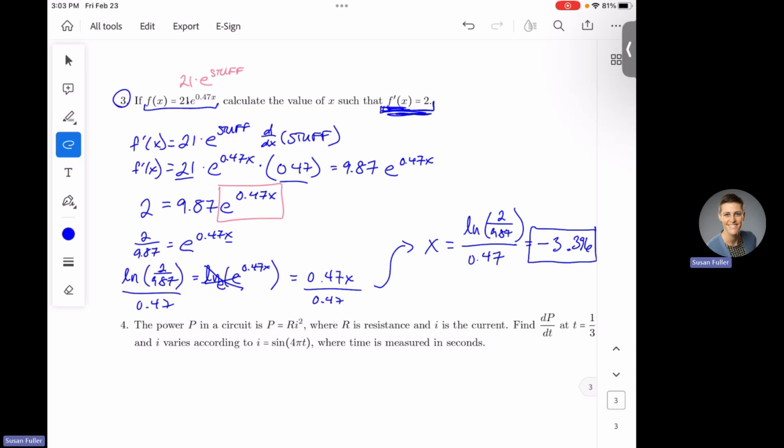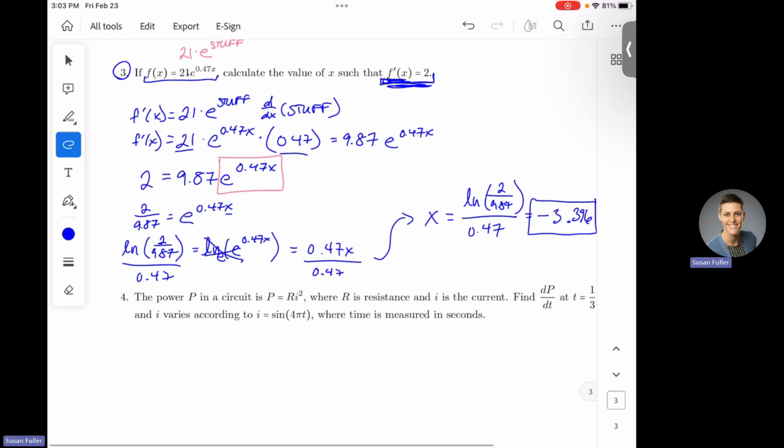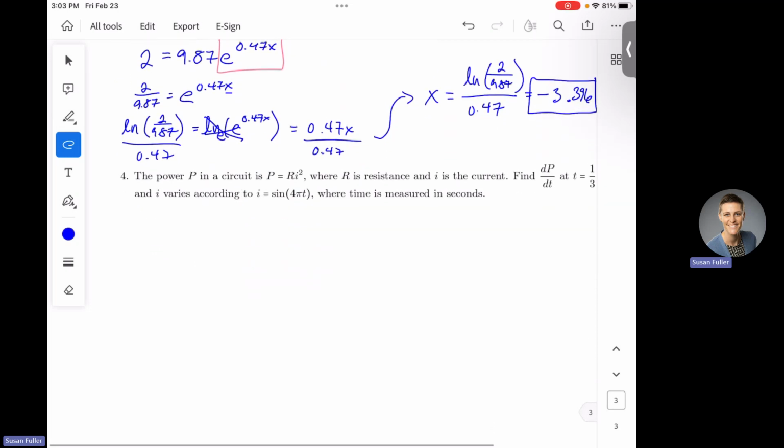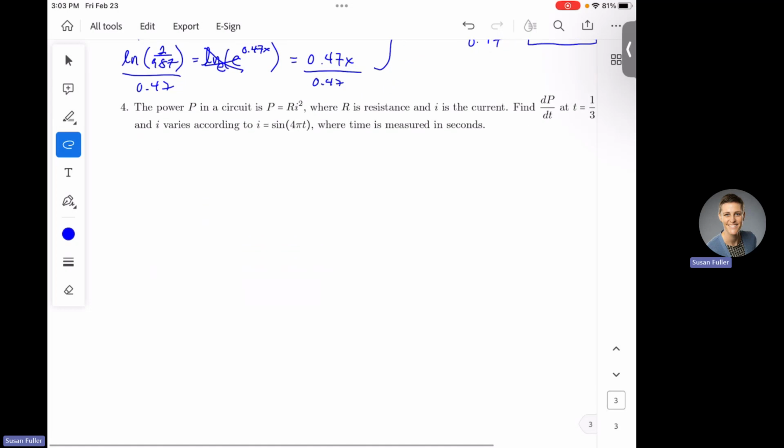Okay. Again, I just wanted to go through that with you. It's been a while since we've solved an exponential equation, so I wanted to go through that and make sure you had some help there.